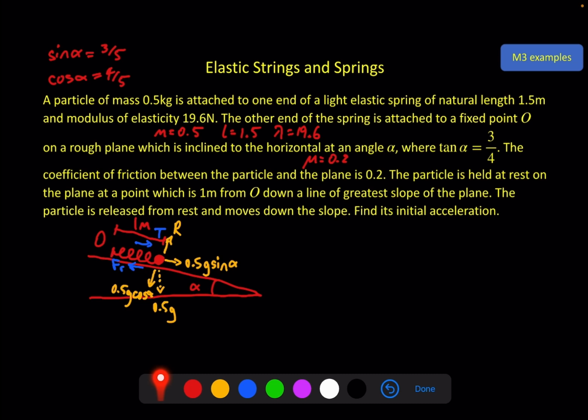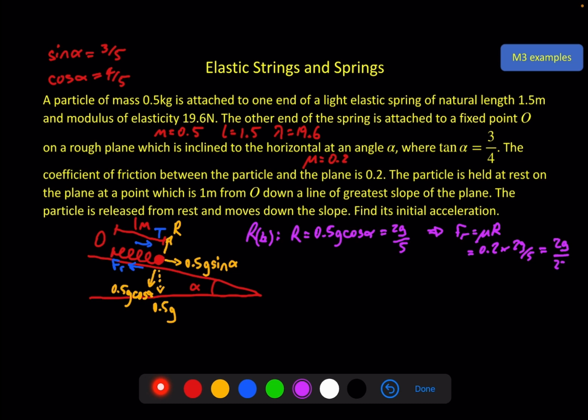Here we go. Resolving perpendicular to the plane gives us R is equal to 0.5g cos alpha. We know cos alpha is 4 over 5, so that gives us 2g over 5 for R, which in turn gives us a friction. Mu times R is equal to 0.2 times 2g over 5, 2g over 25.